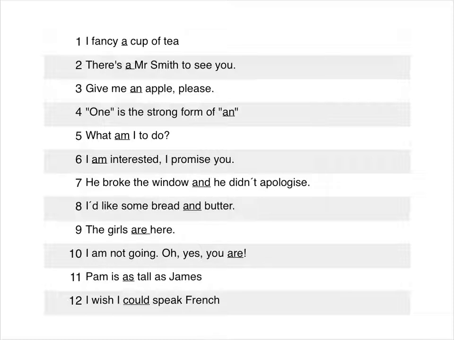I'm interested, I promise you. He broke the window and he didn't apologise. He broke the window and he didn't apologise.